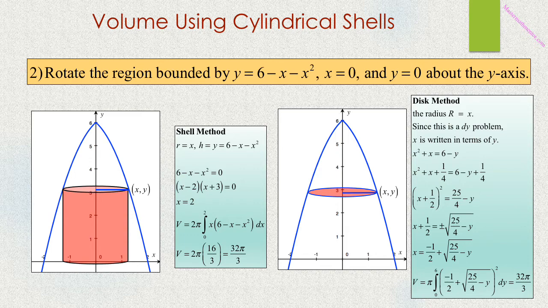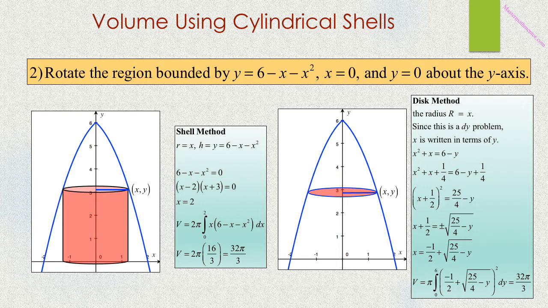The technique is to complete the square. We take 1/2 of the x coefficient and square it, which is 1/4. So we add 1/4 to each side of the equation, getting x squared plus x plus 1/4 equals 6 minus y plus 1/4. We factor the left side and get (x plus 1/2) quantity squared is equal to 25/4 minus y. We then take the square root of both sides and get x plus 1/2 is equal to plus or minus the square root of 25/4 minus y.